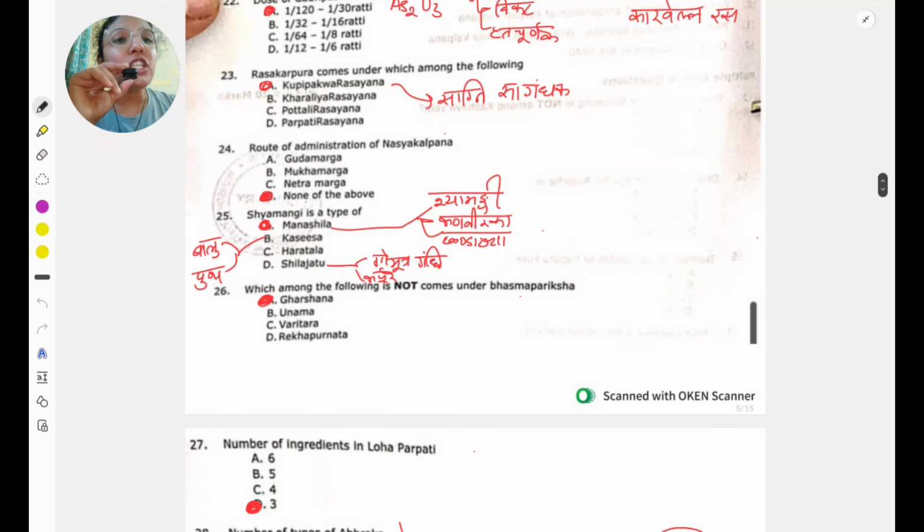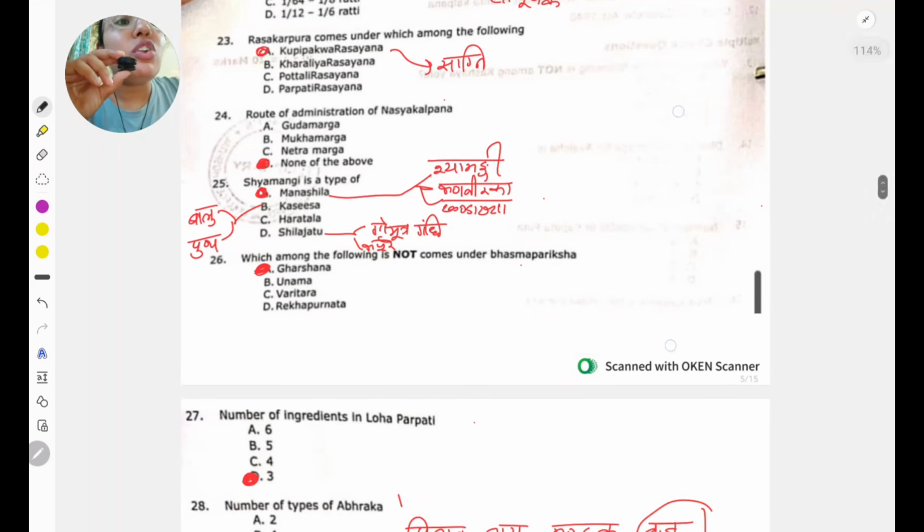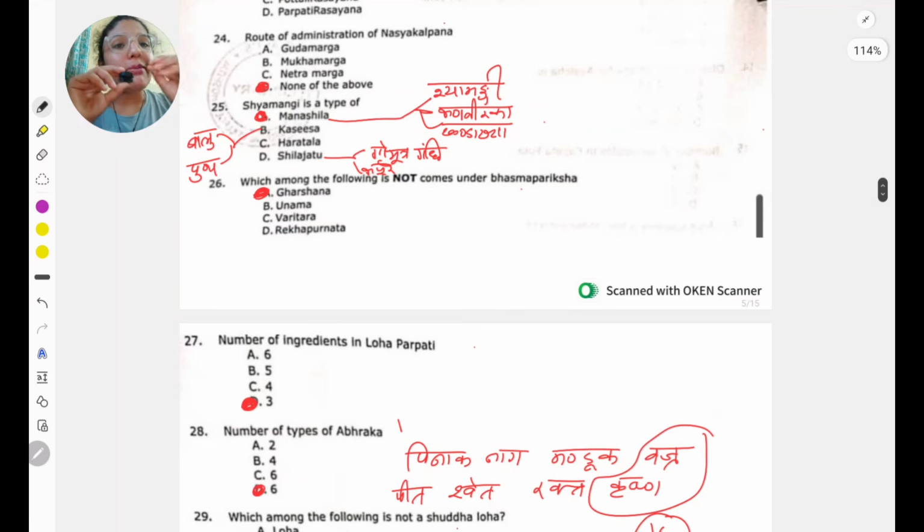Rasa Karpura is actually a Kupi Pakwa Rasayana, which is Sagandha, but here Gandhaka is not there. Route of administration of Nasya Paka: Nasa Marga will be there. No option is Nasa Marga, so none of the above. Shyamangi is a type of Manashila. There are 3 types of Manashila: Shyamangi, Kanavirika, Khandakam. Kasisa is of 2 types, Balu and Pushpa. So type questions will be there in MCQs.